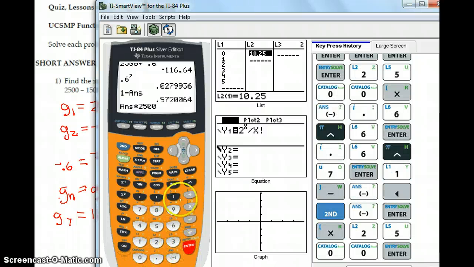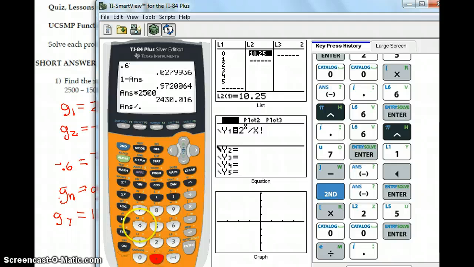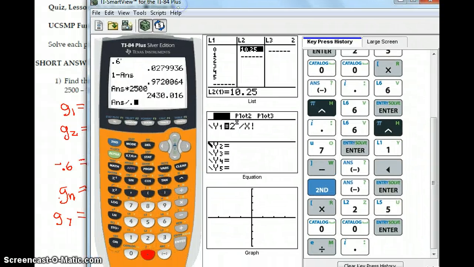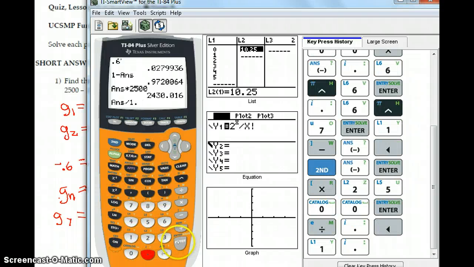And divide the whole thing by 0.4. Oh wait, by positive 0.4. 1 minus negative 0.6. Oh gosh. 1 minus negative 0.6 is 1.6. That was almost a big mistake. These negative ones are tricky. Okay.